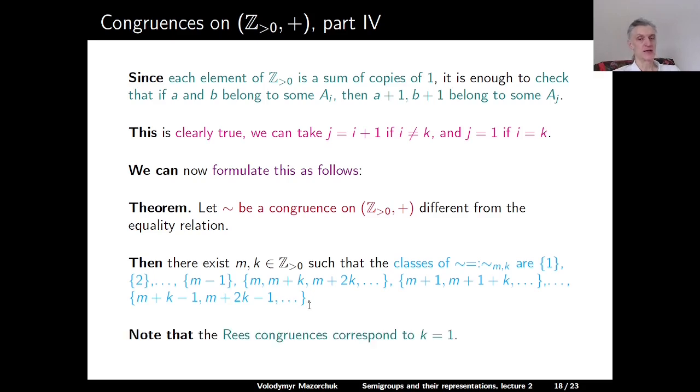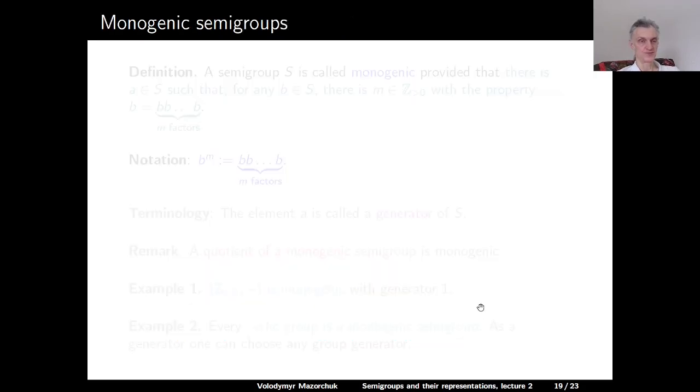And in order to get the Riesz congruences, so Riesz congruences correspond here to the case where k is equal to 1. So this completes the description of all congruences on the additive semigroup of all positive integers. Finally, let us talk a little bit about monogenic semigroups.